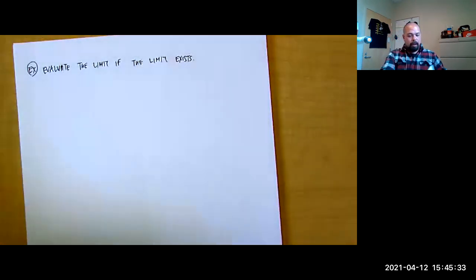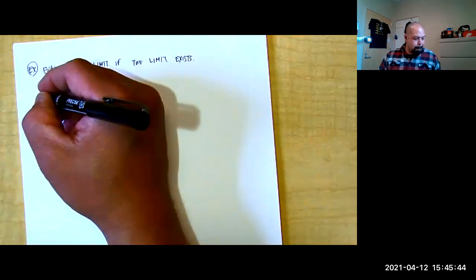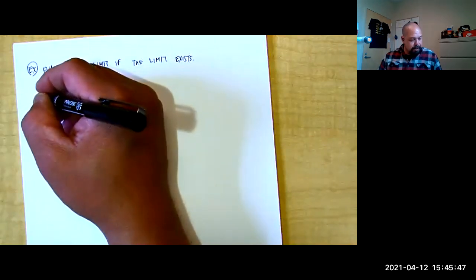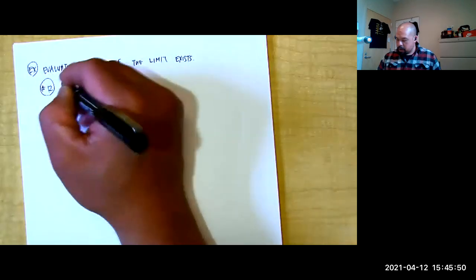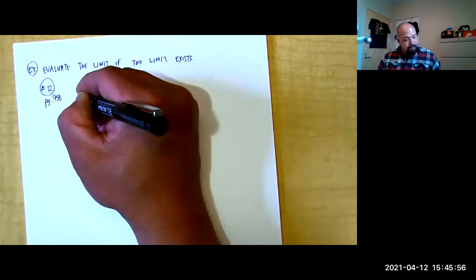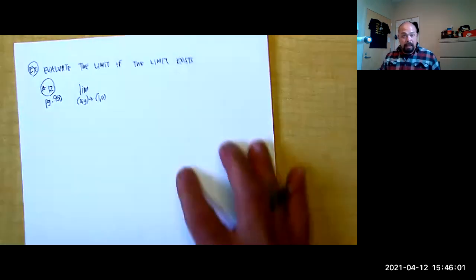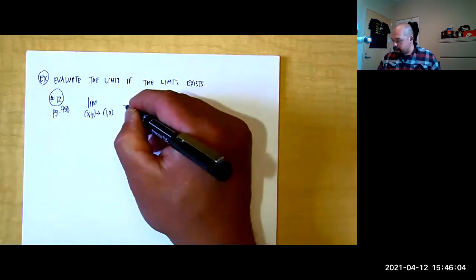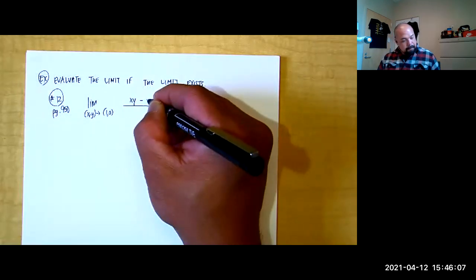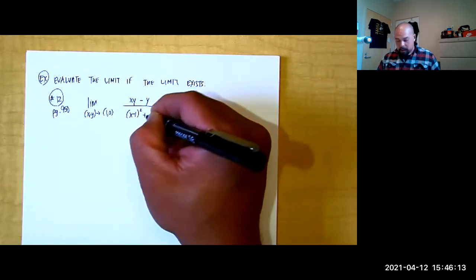And just borrowing one from the book even, let's take this problem. Let's look at number 12, and this is on page 950. Taking a limit as xy approaches 1, 0. So pay attention to how we're approaching or what we're approaching. And then our function is xy minus y over (x minus 1) squared plus y squared.